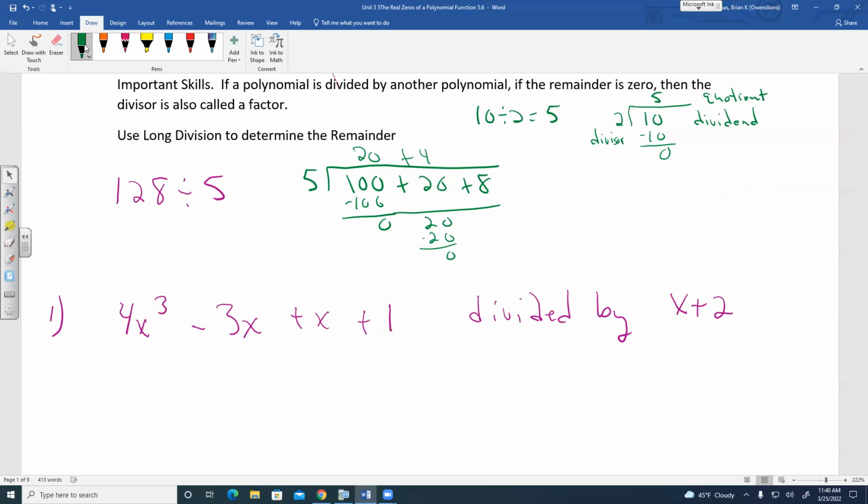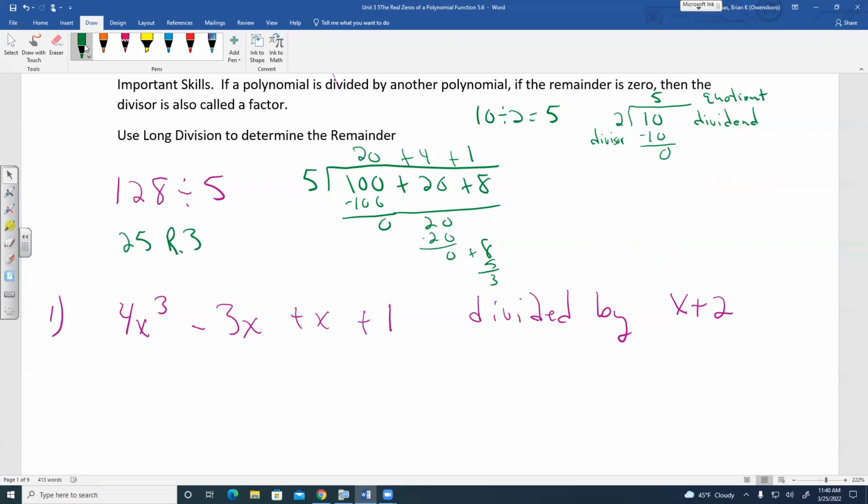But when I bring that 8 down, 5 would go into 8. 5 times what gets me something close to 8 would be actually just a 1. 1 times 5 is only 5. This time, notice how I get this leftover of a 3, a remainder of 3. So if I put this all together, notice how these are like terms. 20 plus 4 plus 1 would be 25. So I'd have 25 with a remainder of 3.